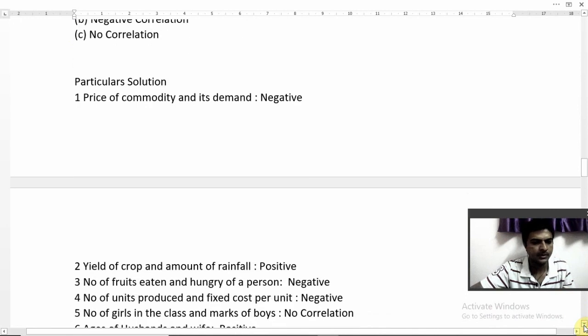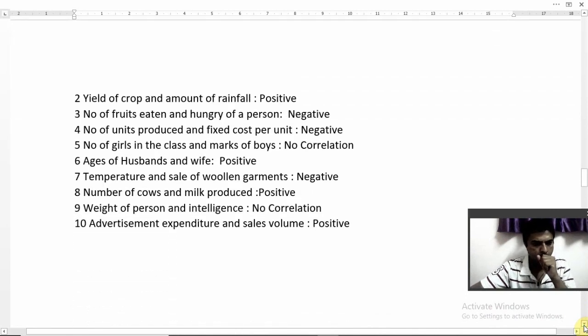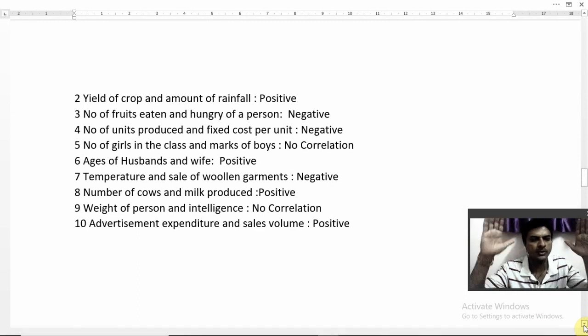So, some more examples I have collected. Yield of crop and amount of rainfall. Yes, it is a positive correlation. So how much rain falls, that much crops grow. When crops grow because rainfall is more, they are positively correlated.